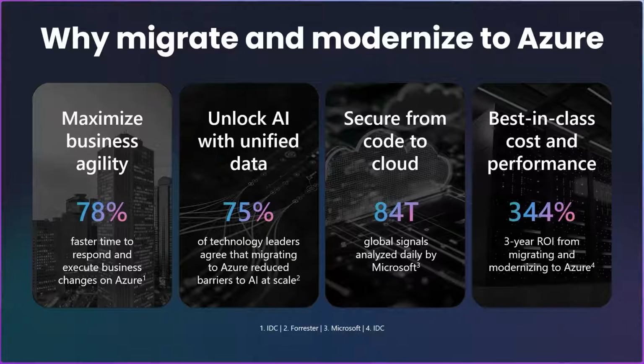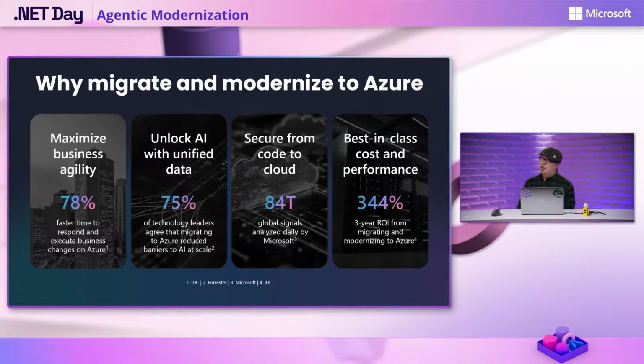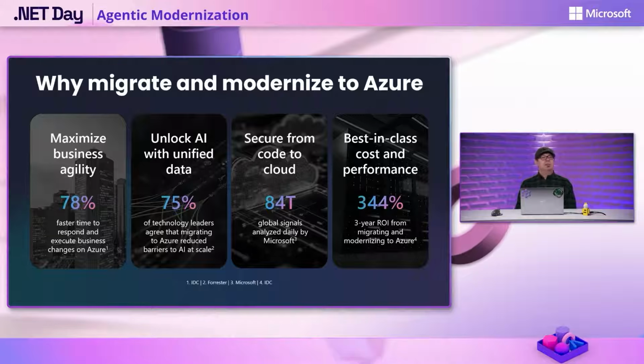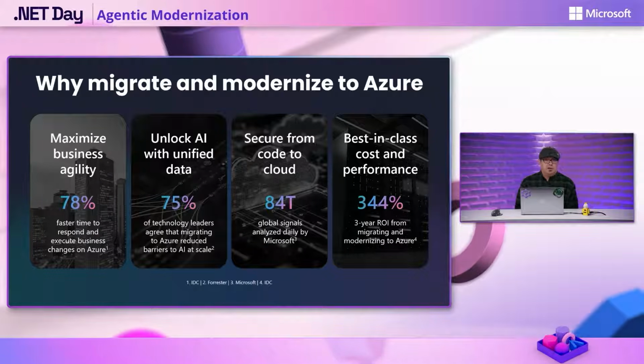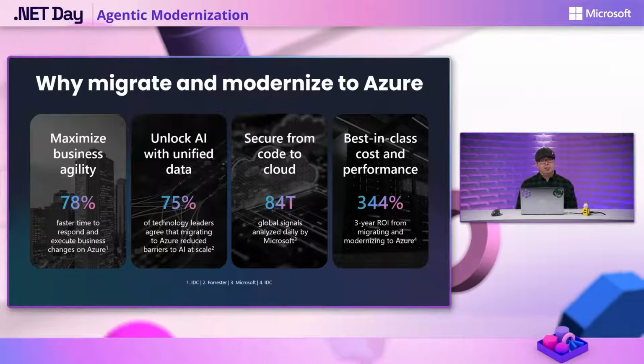You're going to be able to unlock AI with unified data. You're going to have a much more secure situation when it comes to going from code to cloud. A lot of the changes that we've made across our IDEs, and across our services recently, are going to make you more secure by default, and they're going to keep you secure as you party in the cloud. And then finally, best-in-class performance.